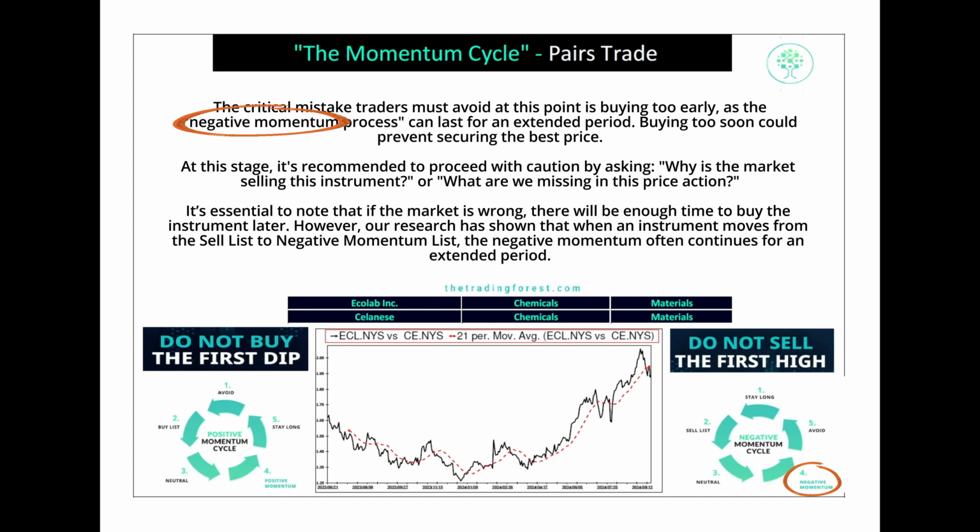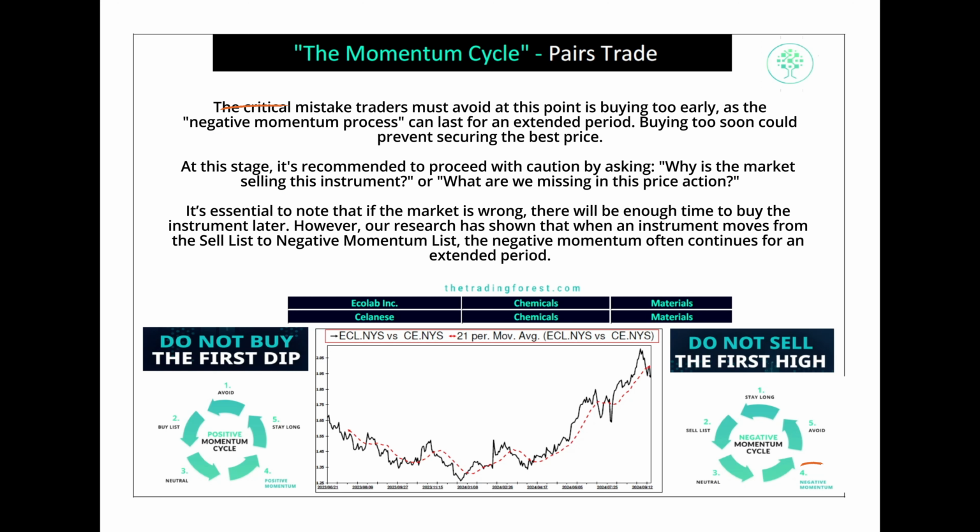The critical mistake traders must avoid at this point is buying too early, as the negative momentum process can last for an extended period. Buying too soon could prevent securing the best price. At this stage, it's recommended to proceed with caution by asking, why is the market selling this instrument? Or what are we missing in this price action? It's essential to note that if the market is wrong, there will be enough time to buy the instrument later.